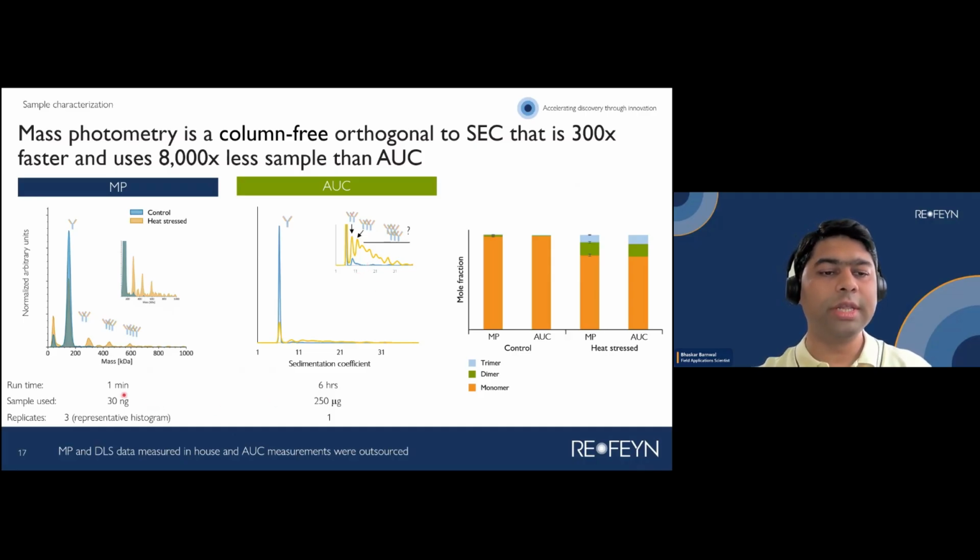What you also see here is that the runtime and the sample use is very little for mass photometry. However, for AUC, you have to spare more sample and more time. So for the resolvable peaks, what you can see here is that for the dimer and trimer proportion, the MP and AUC give very similar data. The data aligns very well for the control and the heat stress sample. So we can say that you can use it as an orthogonal technique to AUC and get the data much faster than AUC.